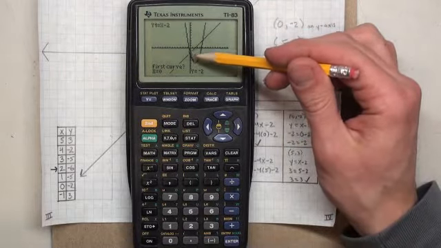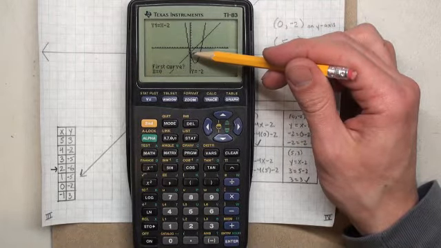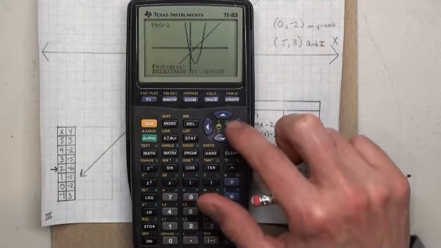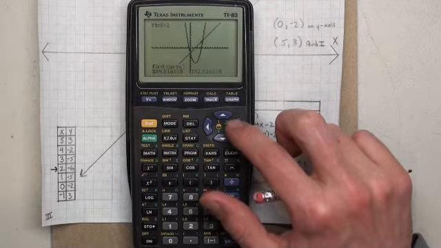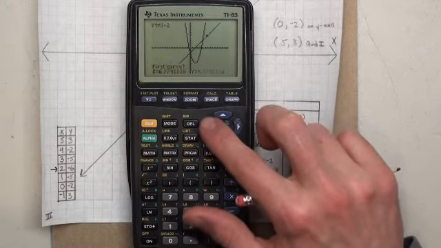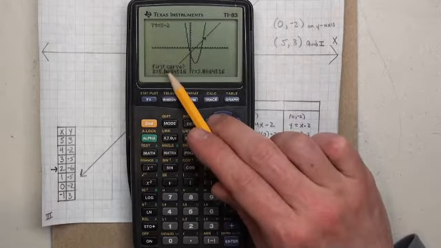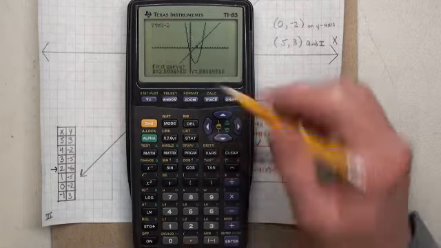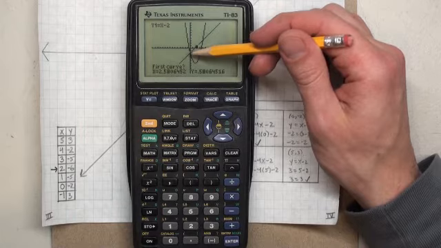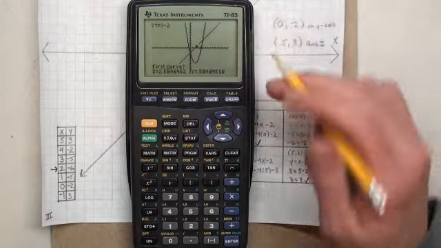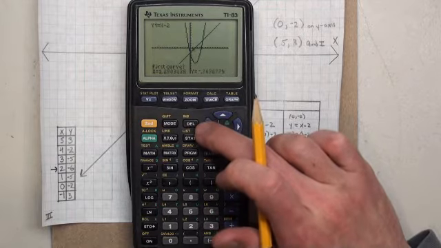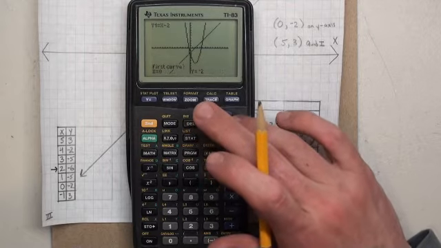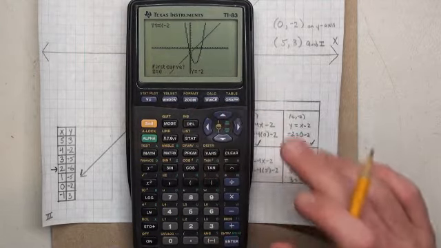Now, look at your screen. You have a little blinking cursor there, right? And I can move that around by hitting the right and the left arrows. You see how it's moving along the line? What it wants me to do, look what it's asking me. It's saying first curve. So I'm on the line right now. I want to put that blinking cursor close to that point of intersection on the line. So I want to keep going to the left until it's close to that point of intersection. Doesn't have to be exact. It's never going to be exact. Just put it close. So then hit enter.